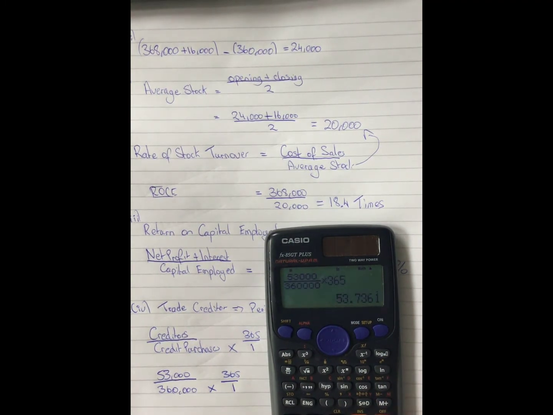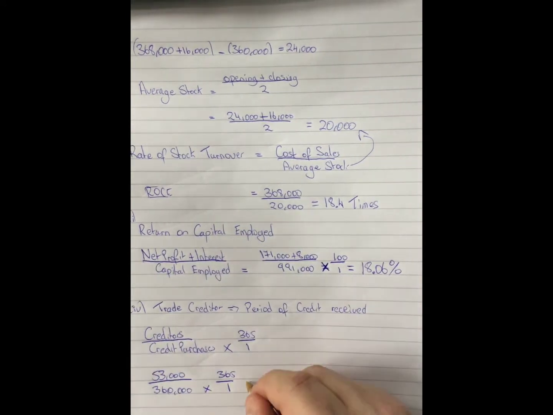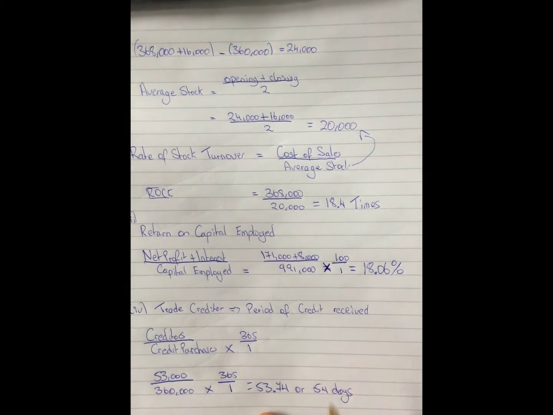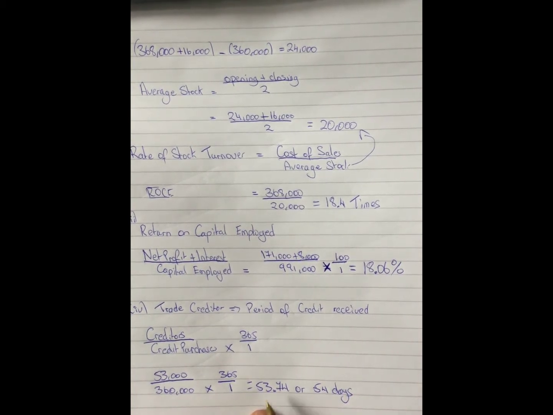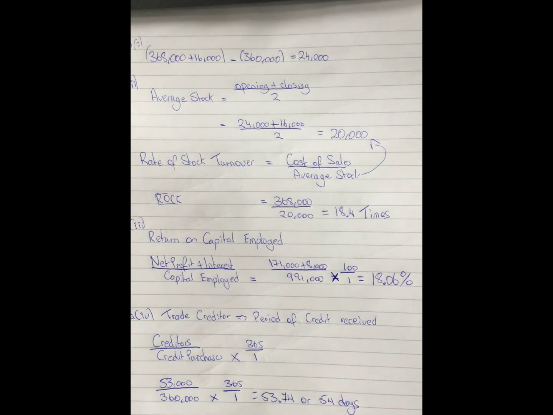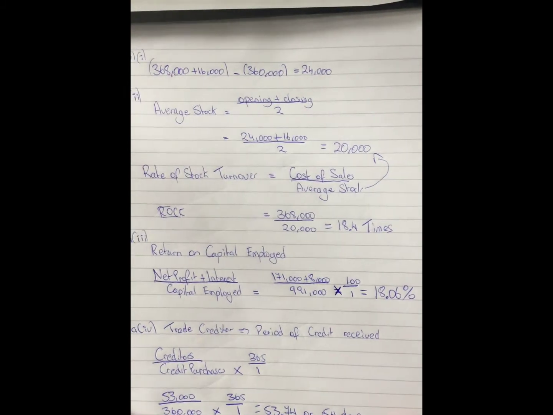And I get 53.74 because the 6 is after it. You can round up to 53.74. Or you could say 54 days, because essentially that would be 54 days, because you can't really get 53.74. Either answer would be appropriate or accepted. So that's part 1, part 4 and question A.